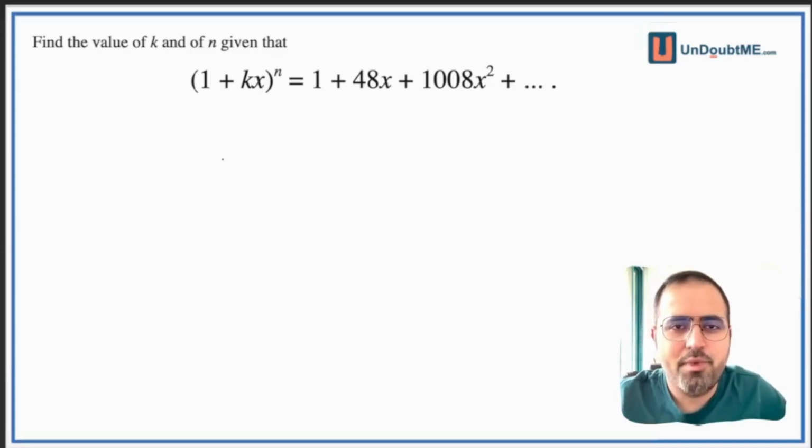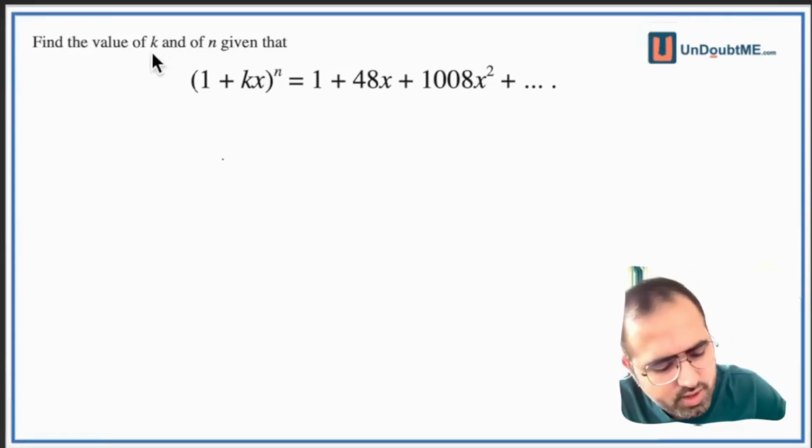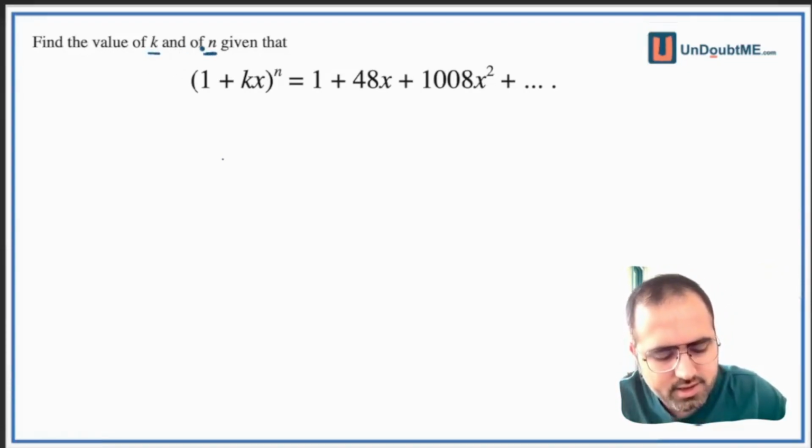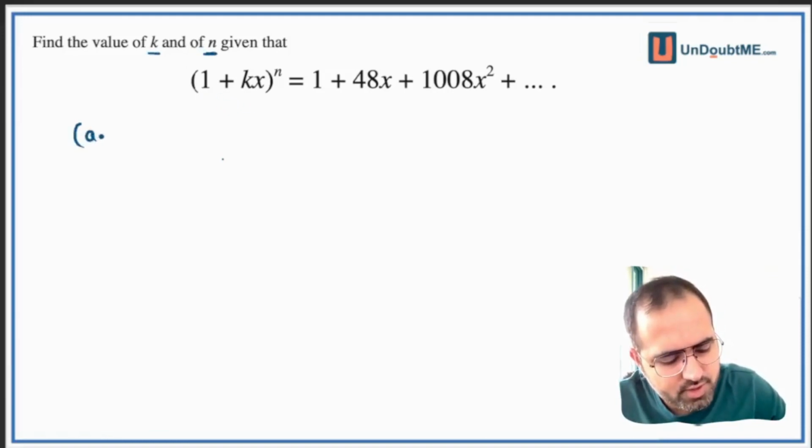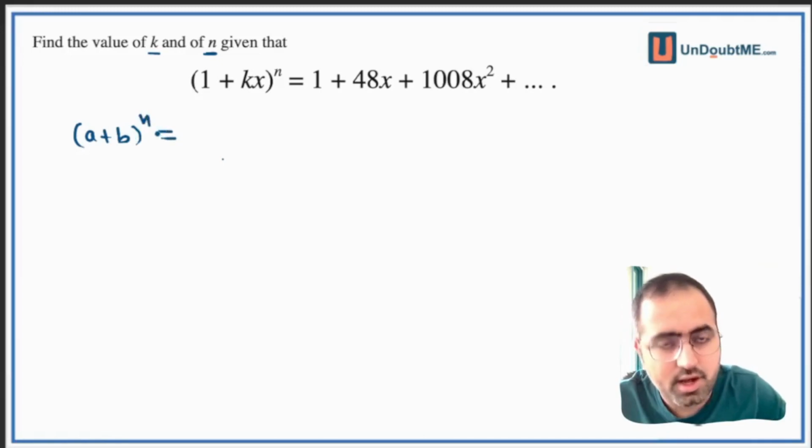This is a question from binomial distribution where we have to find the value of k and n using binomial expansion. Firstly, you should be aware of what a binomial expansion is and how we write it.